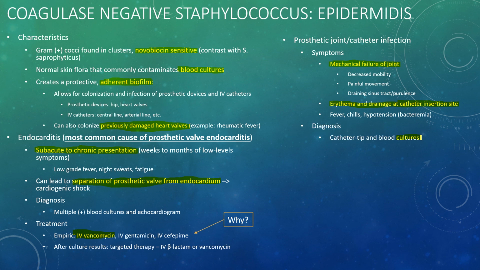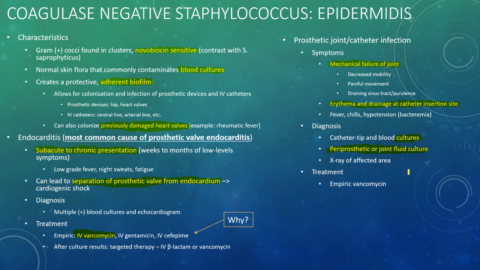Remember, cultures first. So you want to get a culture of the blood and the catheter tip to figure out what's going on if it's a catheter infection, or a periprosthetic or joint fluid culture if it's a joint infection. So you always want to culture first and then give antibiotics. Initial test is going to be x-rays so you can see exactly what's going on inside the joint.